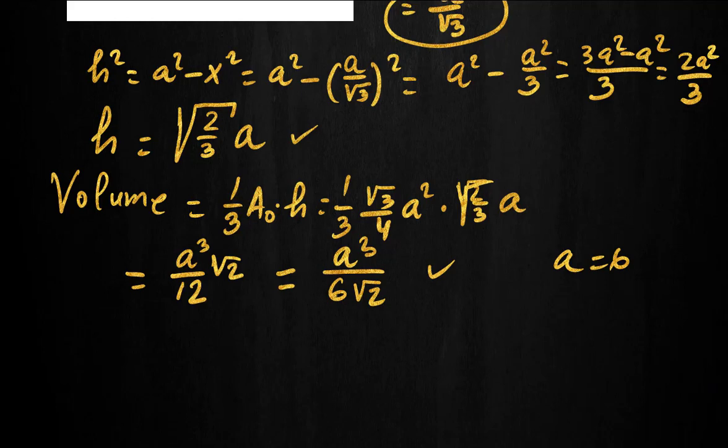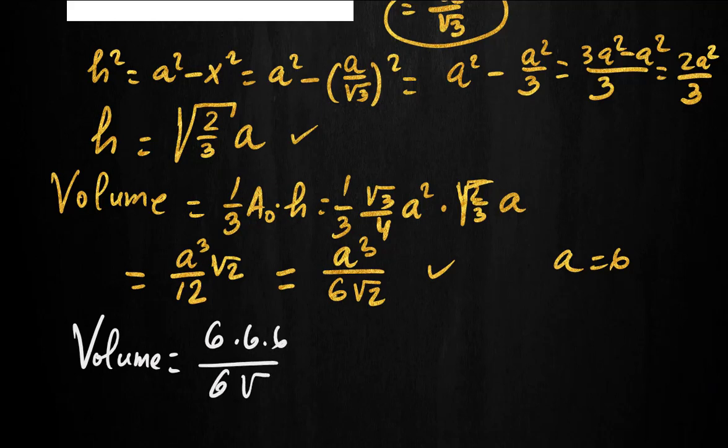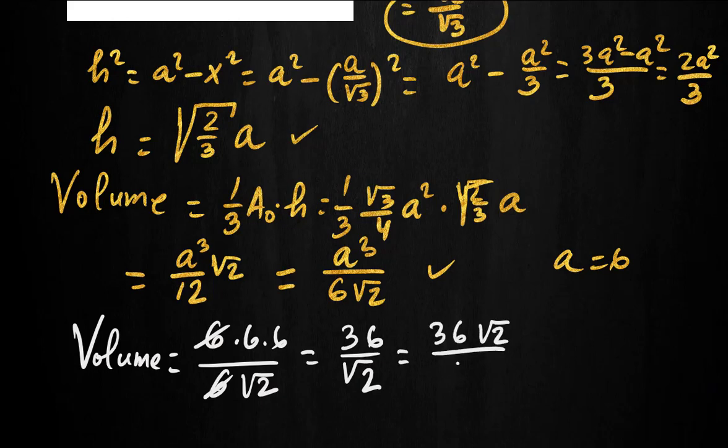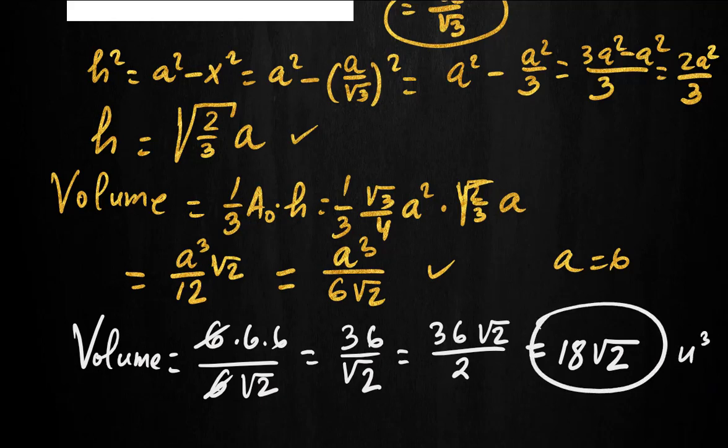So finally, if we plug in a is equal to 6, we will find our volume of the regular tetrahedron is equal to 6 times 6 times 6 over 6 square root of 2. So we simplify, we get 36 over square root of 2. And if we rationalize this, 36 square root of 2 over 2. That makes it 18 square root of 2. And this will be in cubic units.